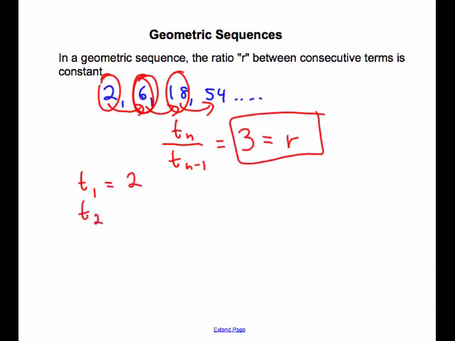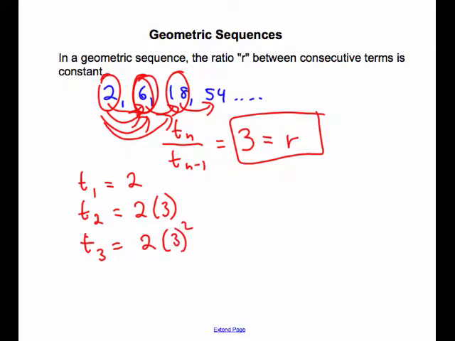The second term, we get that by going 2 multiplied by 3. We have one jump of the multiplier r. The third term is the starting term times 2 jumps of the multiplier r, another multiplication of 3, which we could write as 3 squared. And to get to the fourth term, we're going to do our starting point and 3 jumps of the multiplier r.